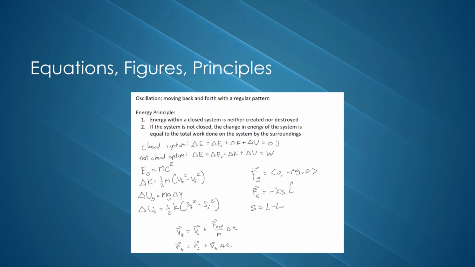And now, important formulas to know for this lab. The change in kinetic energy is 1/2 m (vf squared minus vi squared). The change in potential due to gravity is mg delta y. The change in potential due to spring is 1/2 k (final stretch squared minus initial stretch squared). And over on the right, you can see the formulas for the forces due to gravity and the spring. And on the bottom, you have the position update formula.